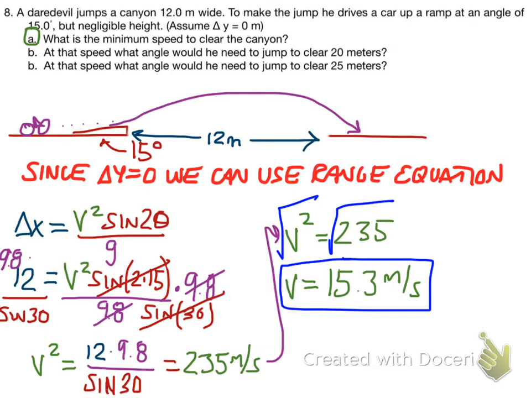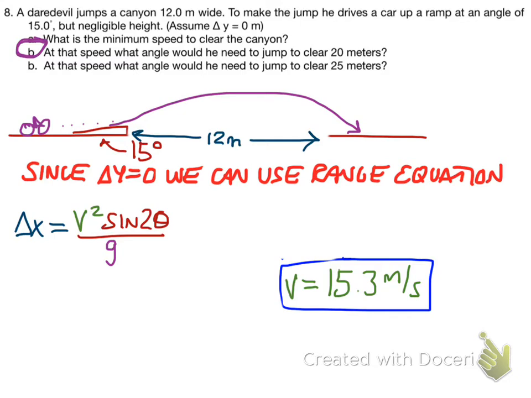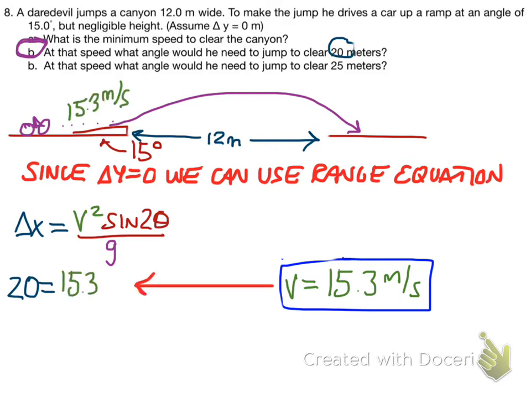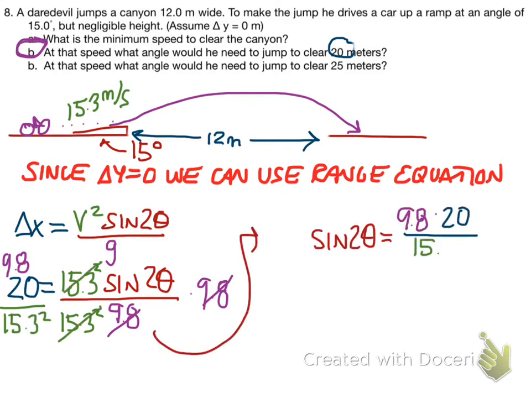Well, then part B says if we could maybe change our ramp, we know that's how fast we're going to go, but change the ramp angle so maybe we could ramp this up and clear 20 meters. So what we're going to do, we're going to erase all this, and we're going to use the range equation again, but now we have our delta x is 20 meters, and our velocity is going to be 15.3 meters per second. Now we don't know the angle, but we do know gravity, and again, we're going to do algebra to clear gravity to the other side, clear that 15.3 to the other side. So we get sine 2 theta equals all that stuff, which means sine 2 theta is going to equal 0.83.